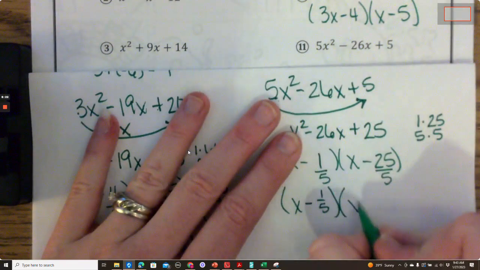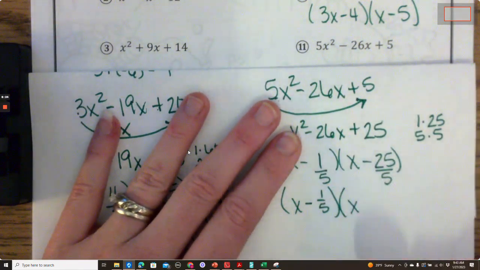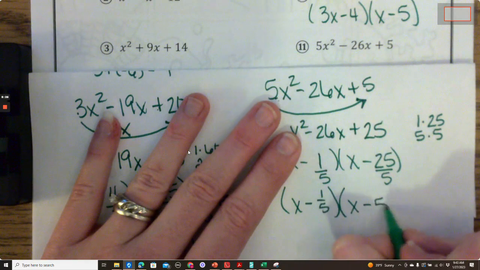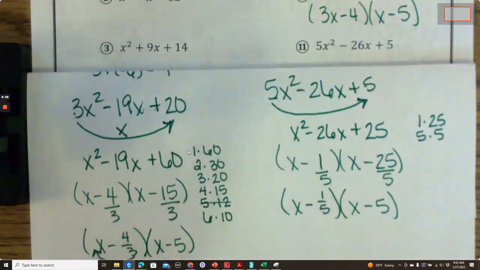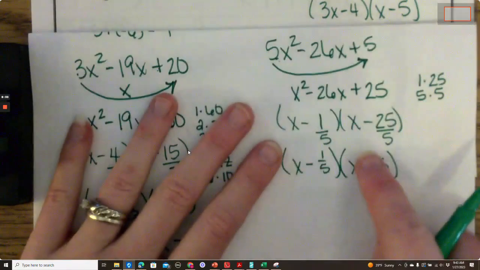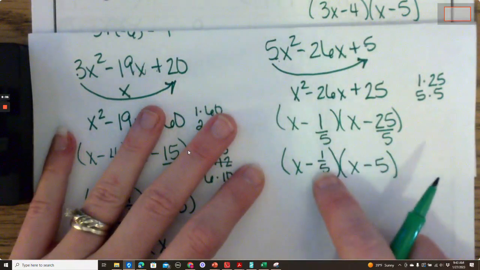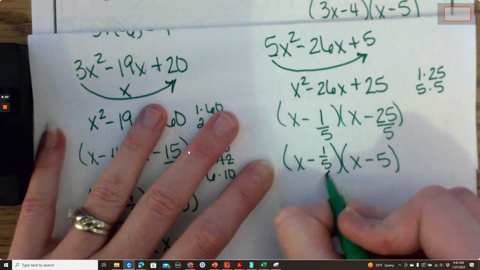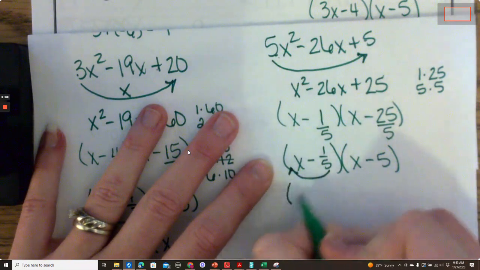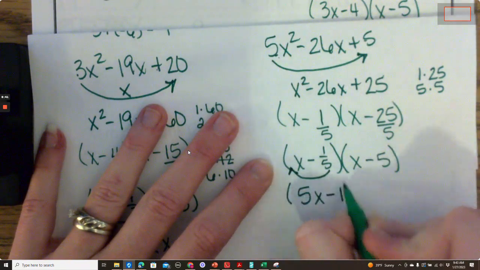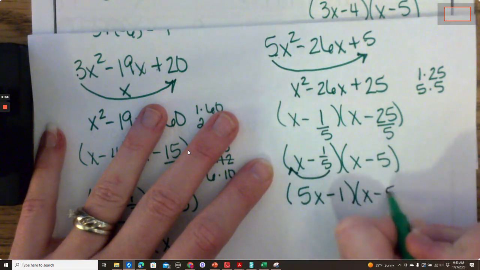Okay? The other way you can look at this, 25 divided by 5 is a 5. So if you can divide it and you get a nice pretty number, you can do it that way as well. So this one is good, but this one, I don't want the fraction there. So I slide that 5 back. So 5x minus 1, and then x minus 5.